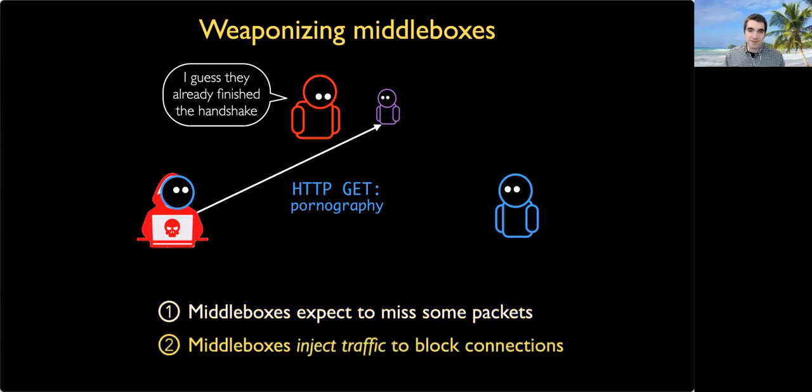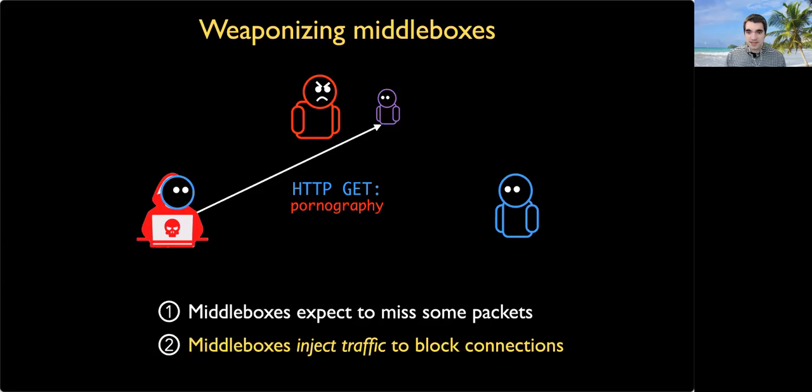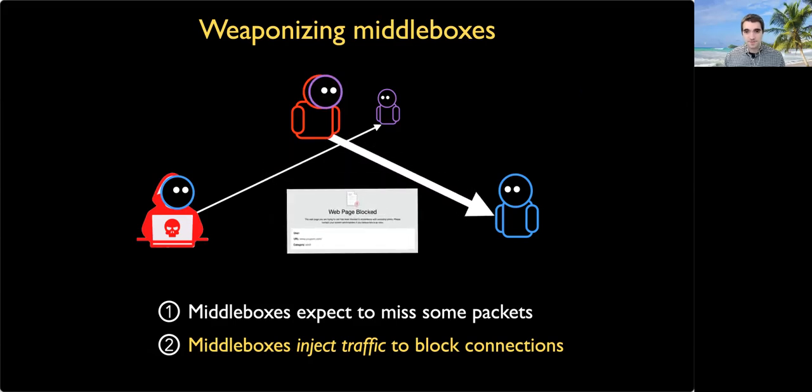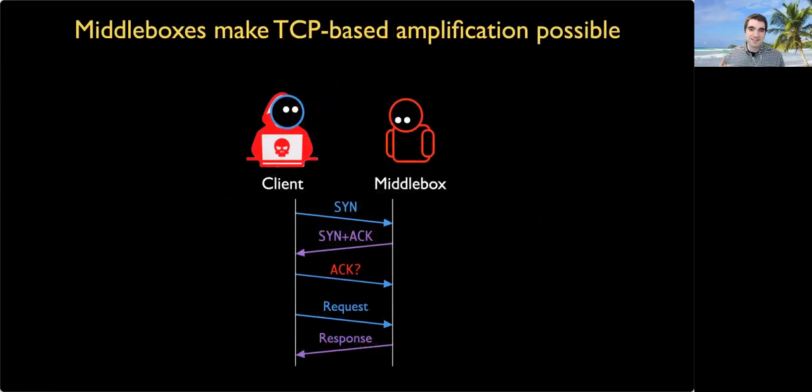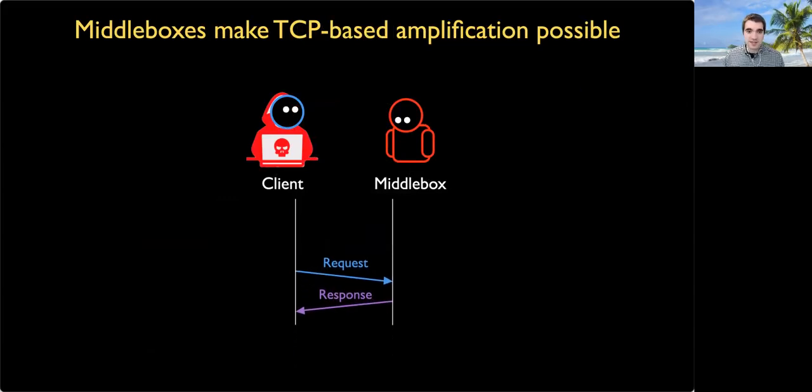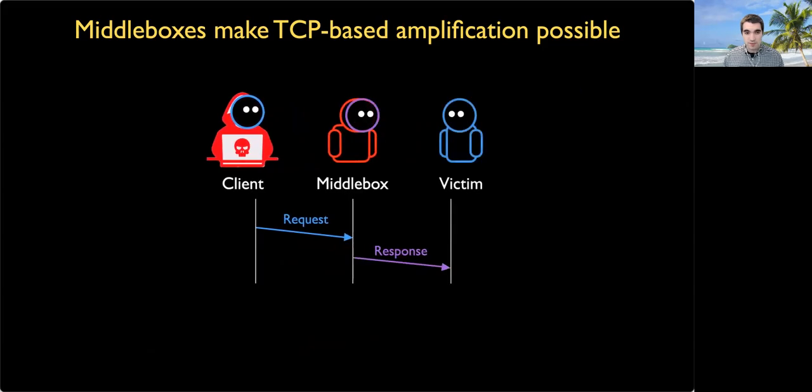The second aspect of these Middleboxes is that they commonly inject traffic when they want to block a connection. They start by spoofing a destination, and they can inject traffic, and this includes reset packets or large block pages. Worse for the victim, this traffic appears to come from the original destination, not from the Middlebox itself. In a sense, Middleboxes essentially get rid of the challenges posed by traditional reflected TCP attacks by not requiring the three-way handshake properly and reflecting the response to the victim.